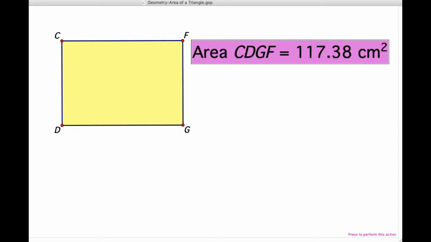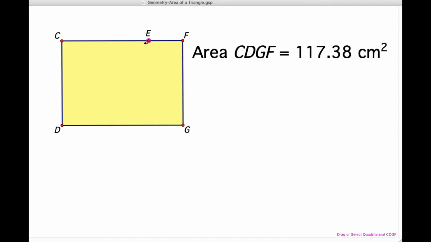Now, how are we going to go about creating triangles within this rectangle? I'm going to first choose a point labeled E on the top edge. I can then move this point anywhere along this edge that I like. And I'm going to look at some triangles we can establish using this point.